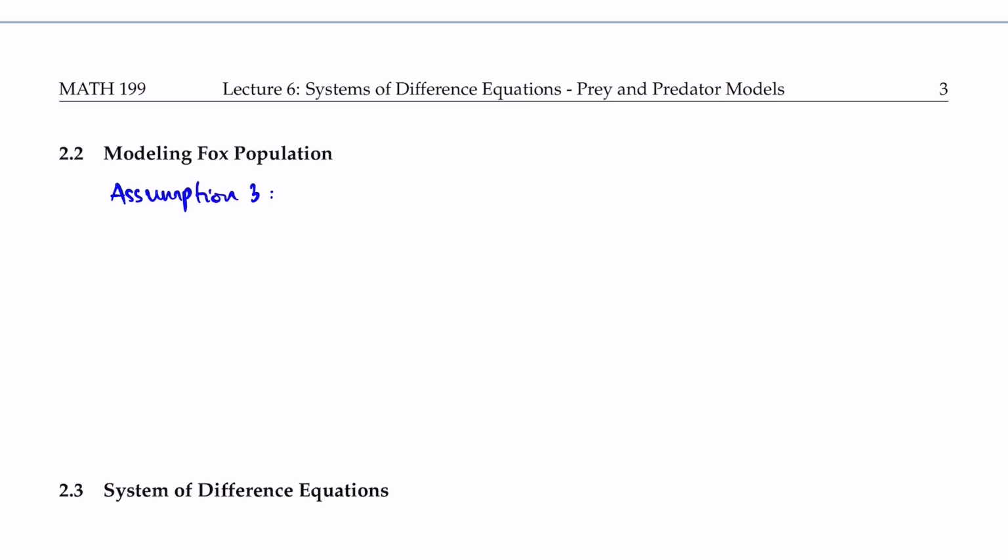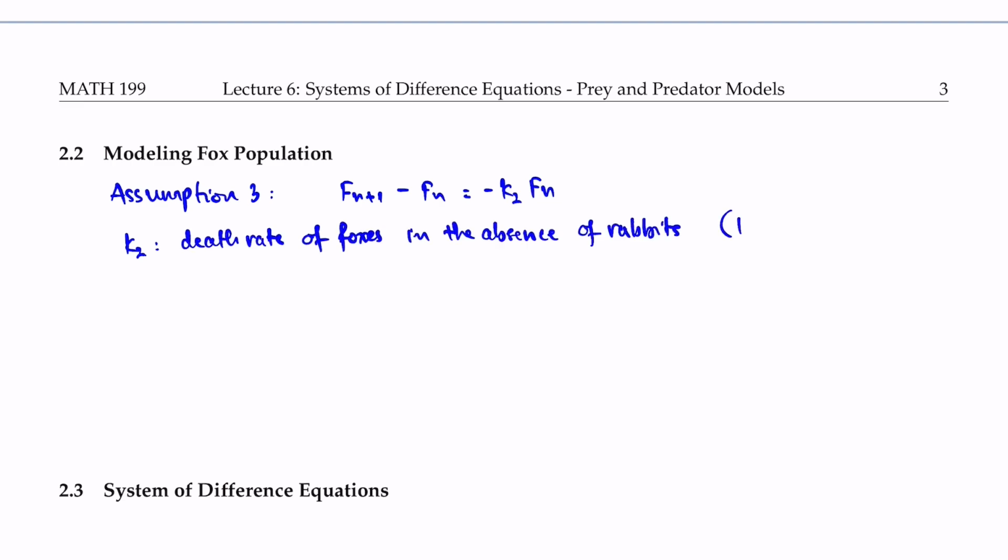From assumption 3, we have that the rabbit population is the only source of food for the foxes. Therefore, in the absence of the rabbits, the population of the foxes decreases at a constant rate and dies out. So the population's change can be modeled using negative k2 times F sub n, because this is exponential decay, and also this is the linear factor but in the decreasing manner, where k2 is the death rate of foxes in the absence of rabbits. And we assume that, again, k2 is a positive number.